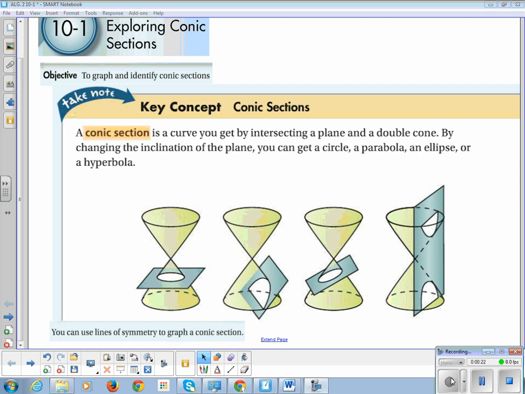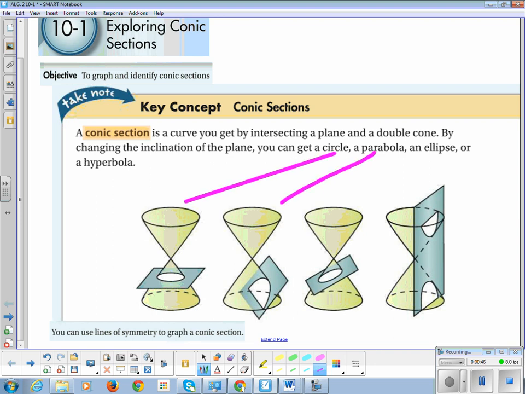cone. What I love about the word conic section is conic means cone and section means a part of the cone. And you can see these two cones are lying one on top of the other. By changing the incline of the plane, you can get a circle, a parabola, an ellipse, or a hyperbola.